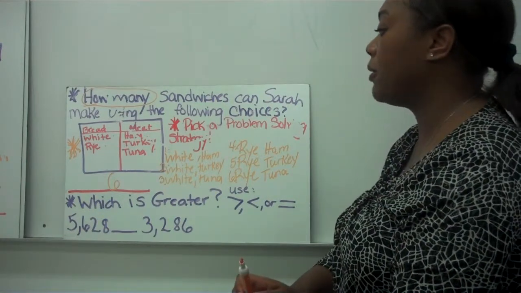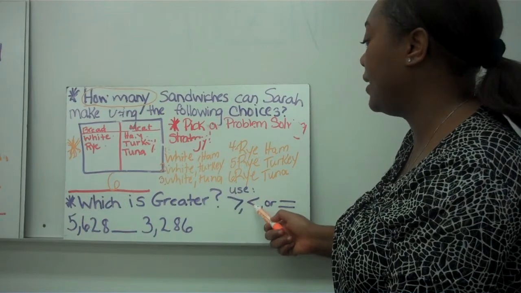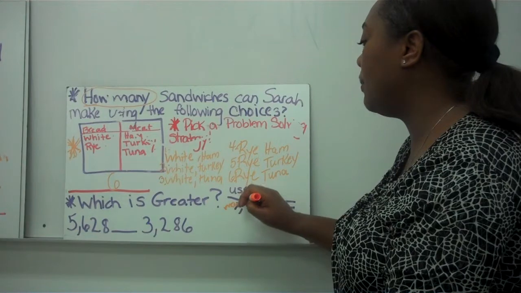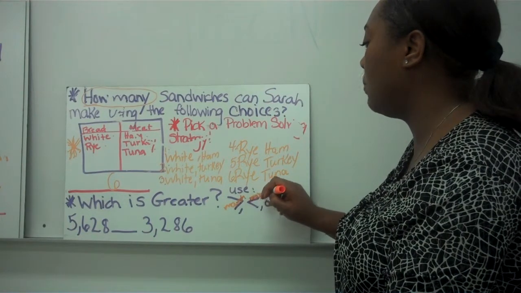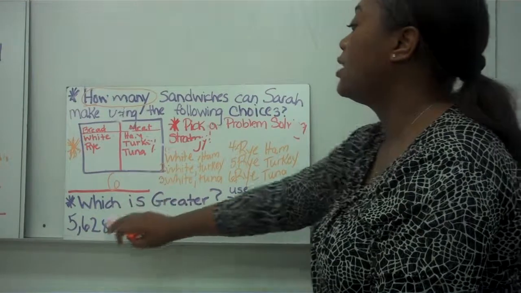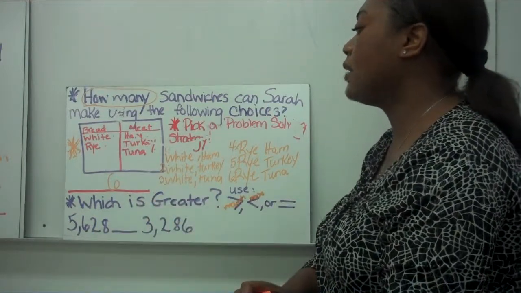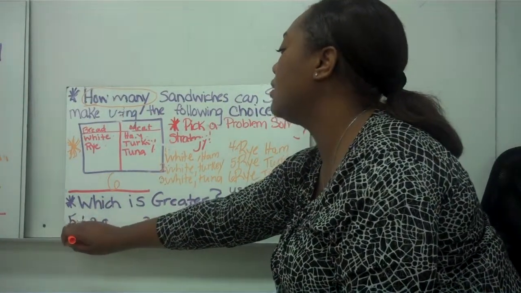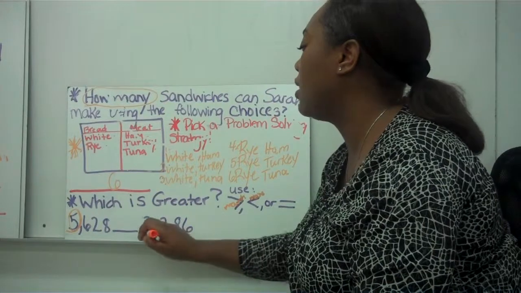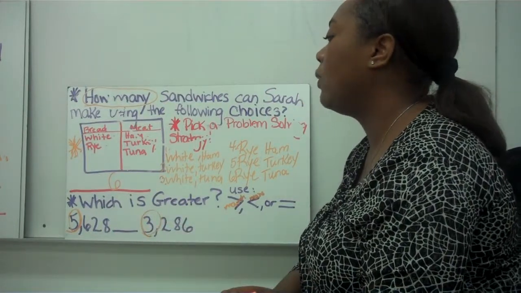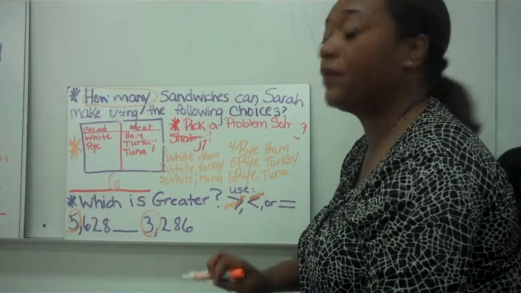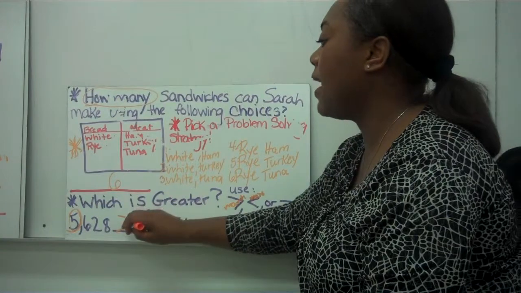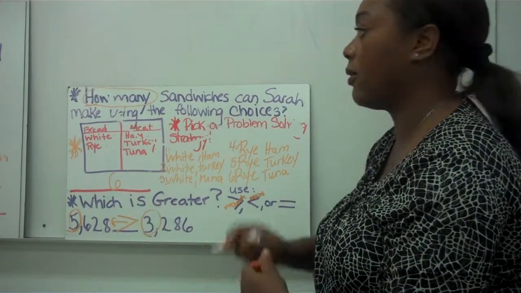Now, comparing numbers. Remember we use the greater than, less than, or equal to symbol. The alligator's mouth always points to the bigger number, and the nose always points to the smaller number. So in this number, which is greater? Now remember we talked about when comparing numbers, you always start with the highest place value. So the highest place value is thousands. So we have a 5 in the thousands place here, a 3 in the thousands place here. Which is greater, 5 or 3? If you said 5, you're correct. So we use our greater than symbol with the mouth pointing to the larger number.